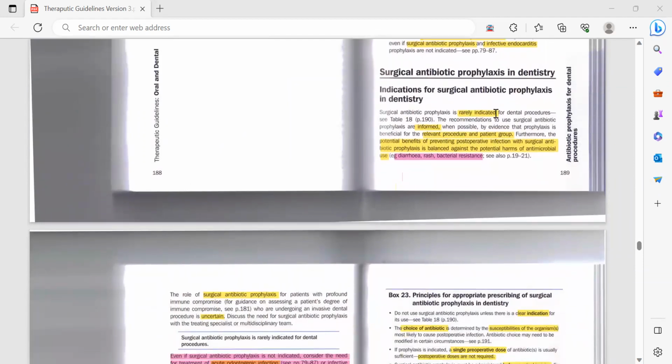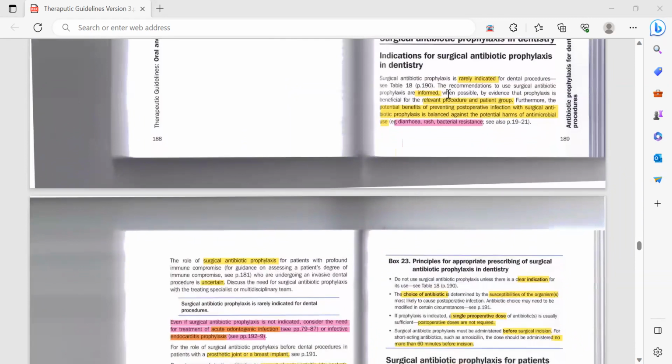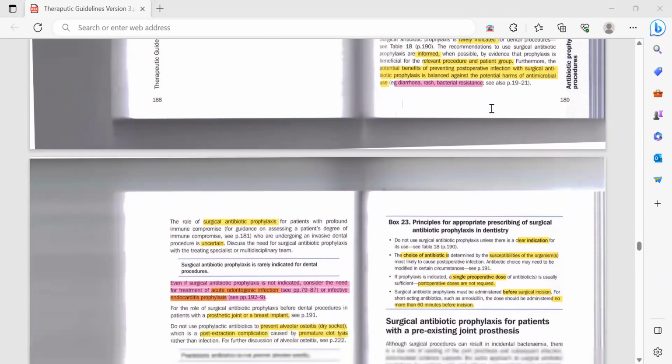Indication is they are very rarely indicated. The recommendation to use surgical antibiotic prophylaxis are informed when possible by evidence that prophylaxis is beneficial for the relevant procedure and patient group. Furthermore, the potential benefits of preventing post-operative infection with surgical antibiotic prophylaxis is balanced against the harms of antibiotics. So you need to weigh the benefits and the harms of antibiotics, because if the patient would take the antibiotic, there would be certain side effects, which are the diarrhea, rashes, and the resistance. And the benefit is it can play a little bit of role in preventing post-operative infection.